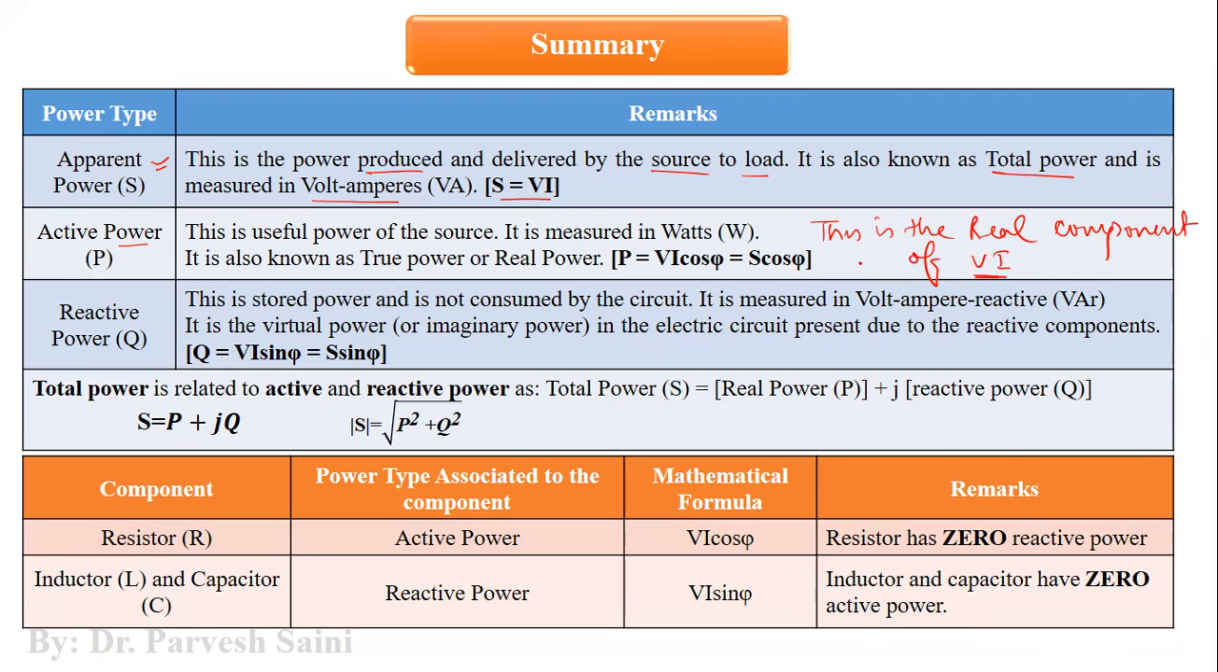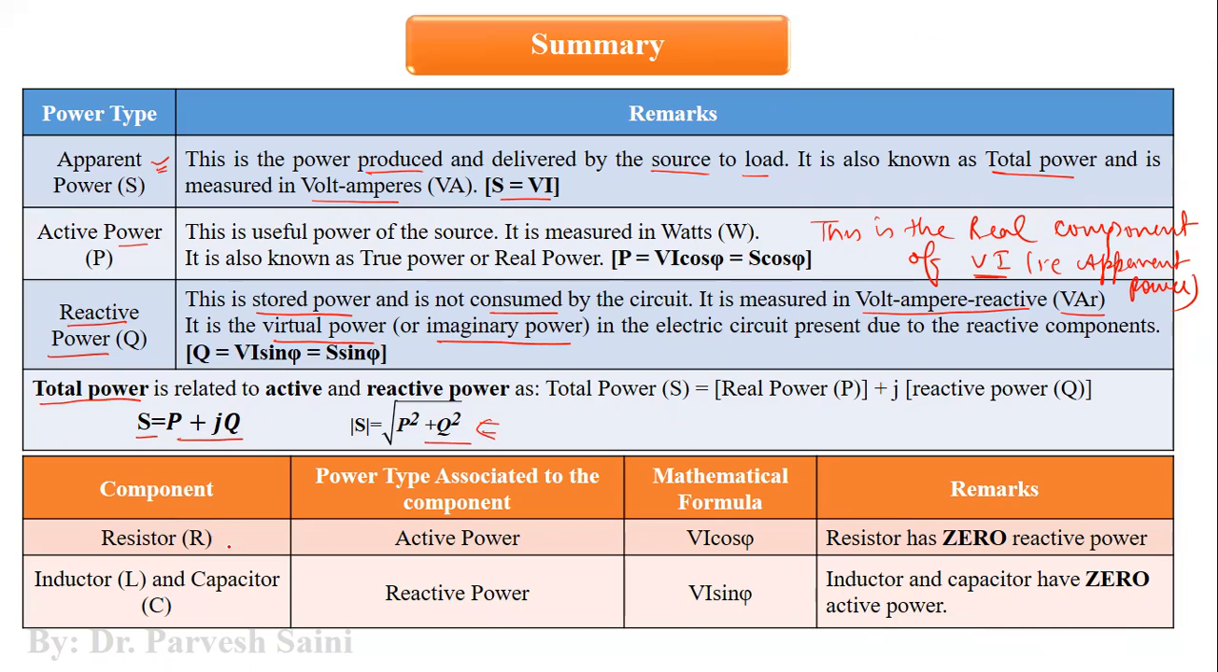Now, when I'm writing VI, I mean to say the apparent power. Similarly, we have the reactive power, which is the stored power, basically not consumed by the circuit, and it is measured in volt ampere reactive. This is the virtual or imaginary power because it is the imaginary component of the source power. So the total apparent power is given by S is equal to P plus jQ, and the magnitude can be obtained like this.